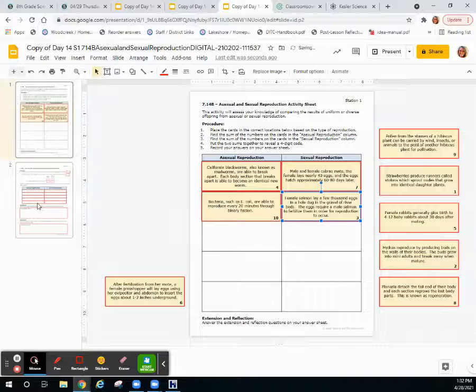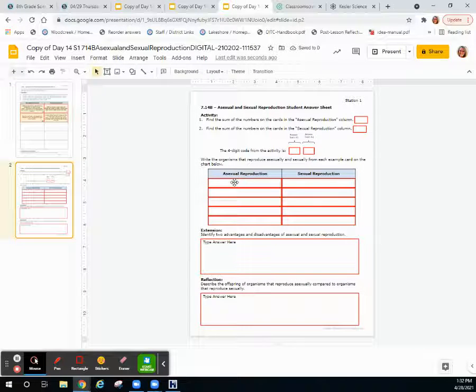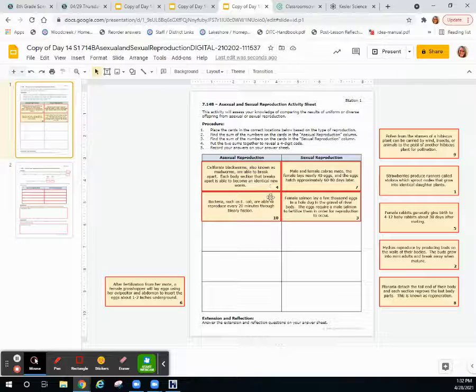For your activity sheet, you would write the organisms' names like E. coli or salmon as examples. And to get your code, you're going to add these numbers together for asexual, and you'll add all of the numbers for sexual reproduction together.